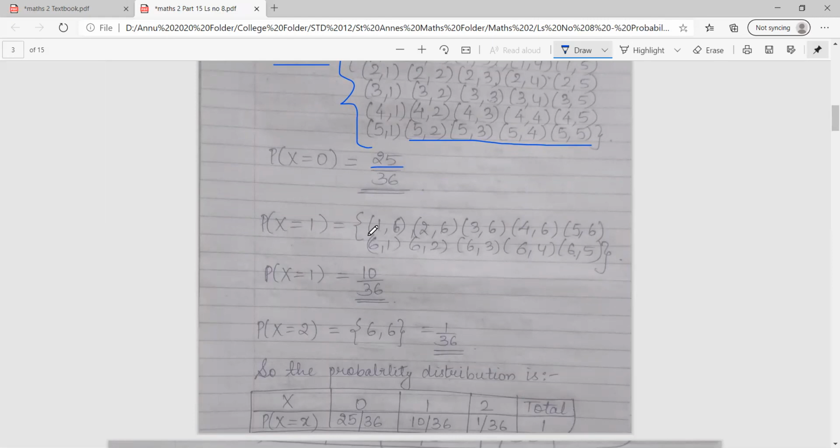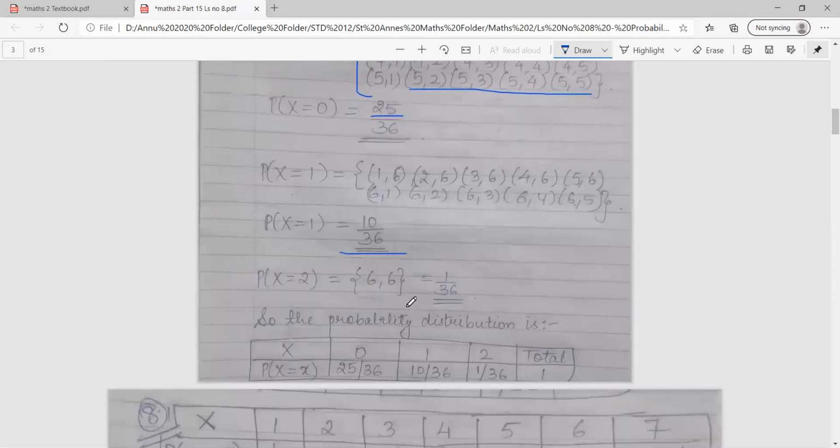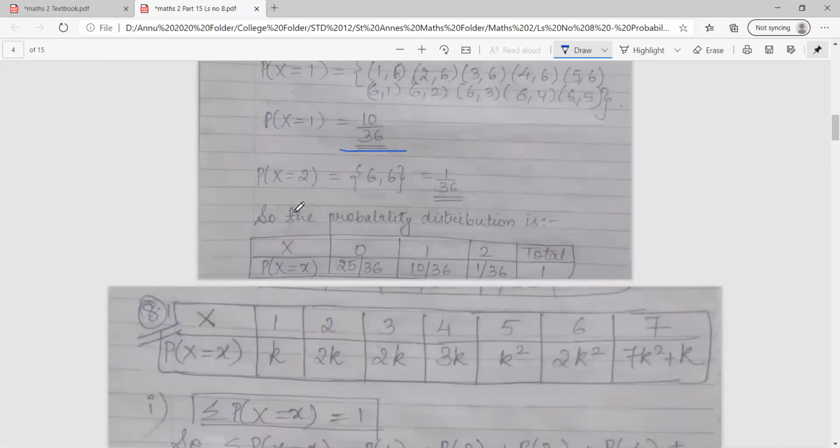Getting at least 1, 6, sorry, getting exactly one 6: 1, 6, 2, 6, 3, 6, 4, 6, 5, 6, 6, 1, 6, 2, 6, 3, 6, 4 and 6, 5. So the total numbers which I am getting is 10 upon 36. Probability x equal to 2 is both of them are 6s. The 6, 6 which is only one possibility, 1 by 36.